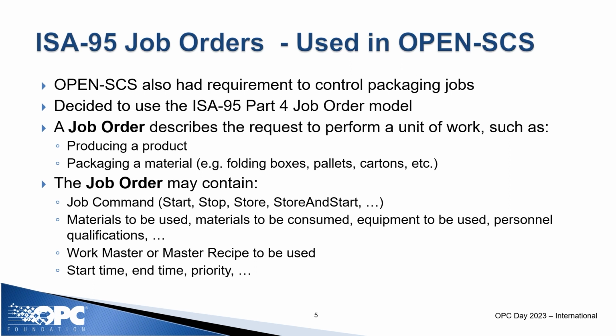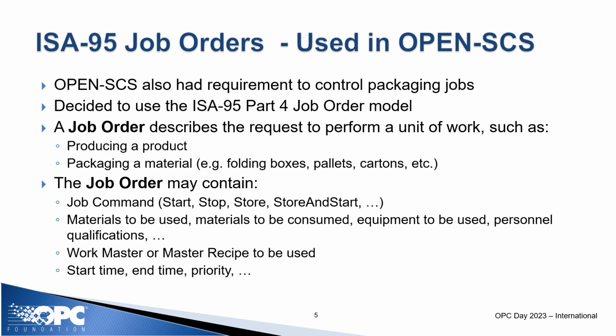And we said, okay, each of those things, either the manufacturing line or the big part of that line, is defining some job. And that's the ISA 95 definition. A job order is something that describes a request to produce a job, or could be packaging a material.